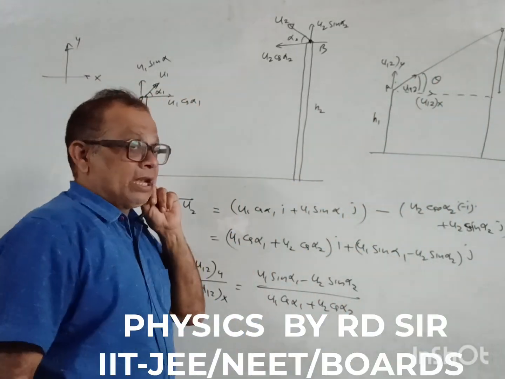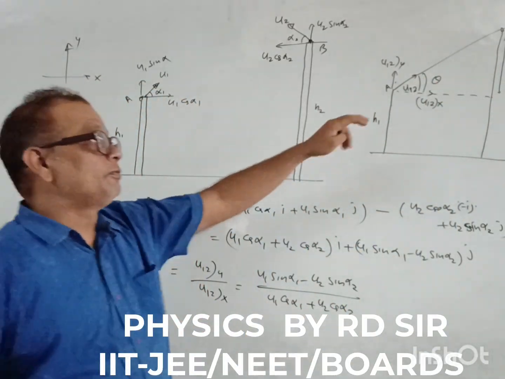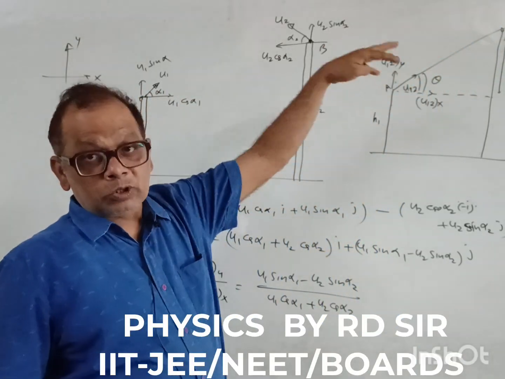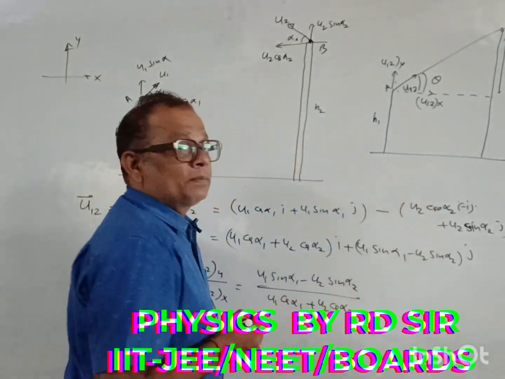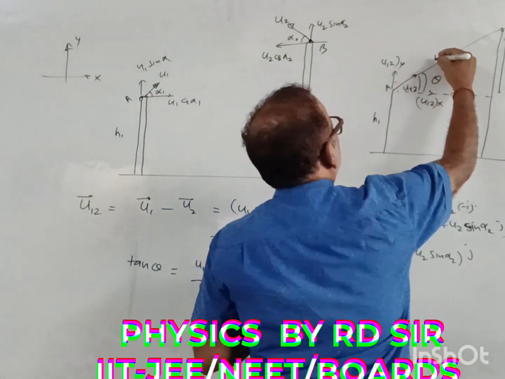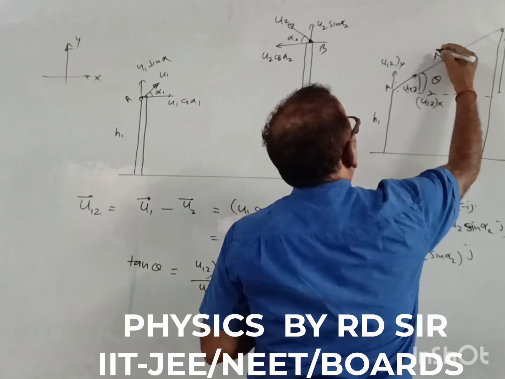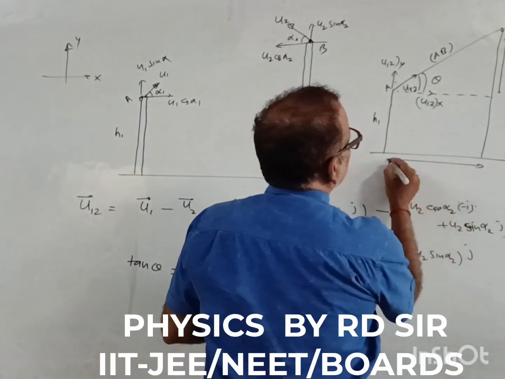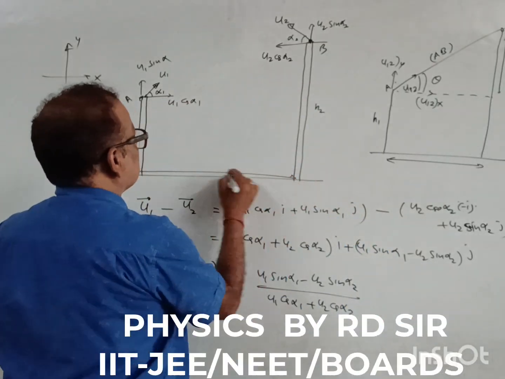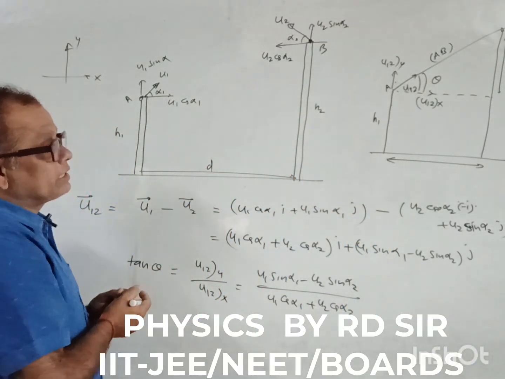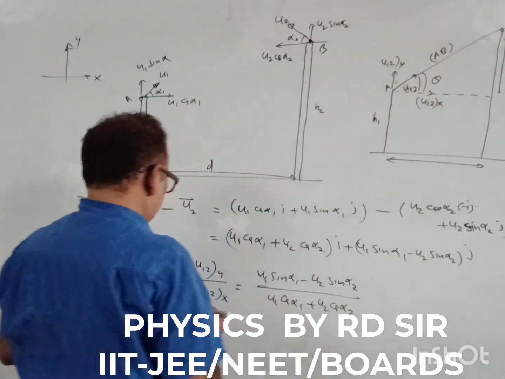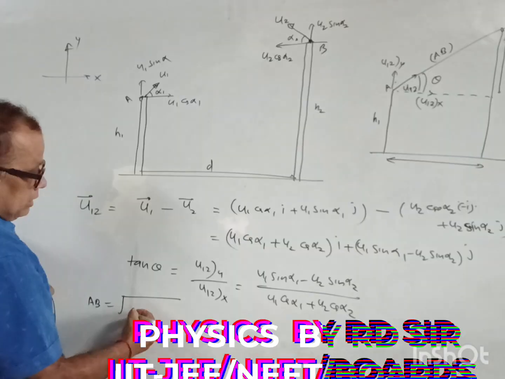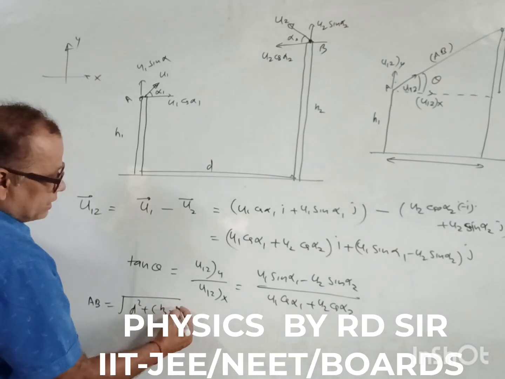Now we can find the time of collision, because we have assumed B is at rest, as we are dealing with the motion of A with respect to B. So what is the distance travelled by A with respect to B? This is AB, and we can find AB easily. This is the distance between the two towers. Suppose the two towers are located a distance D apart. So the distance AB will be the square root of d square plus h2 minus h1 whole square.